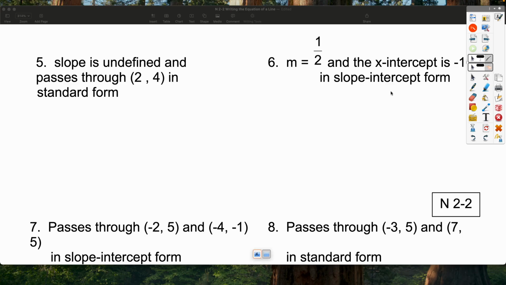All right, number 6. M equals 1/2. We already did that one? Sweet. Are we done? No, number 7.